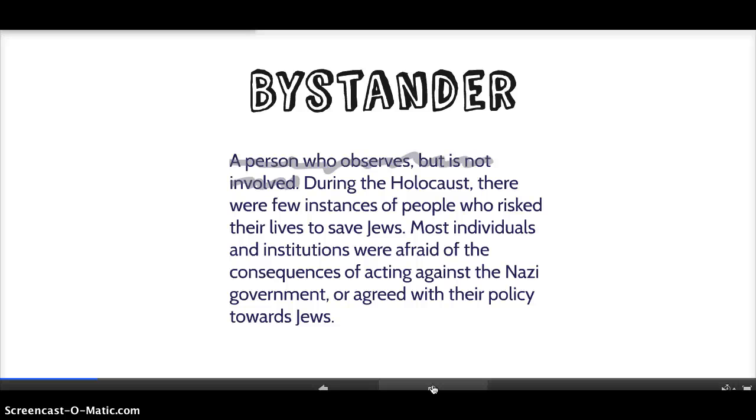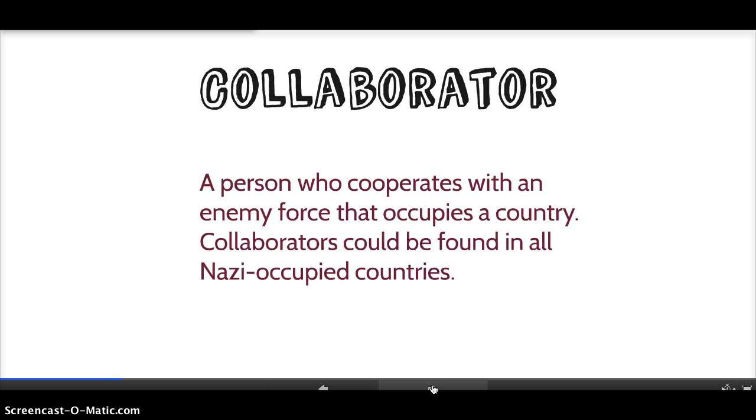A bystander is a person who observes but is not involved. So during the Holocaust, there were very few instances of people who tried to help the Jewish people out. Most of them either agreed with the Nazis or chose to not participate and therefore were bystanders, and they didn't help, but they also weren't responsible for any hurting themselves. Collaborator, somebody who cooperates with an enemy force. So all of the Nazi occupied countries had collaborators in there.